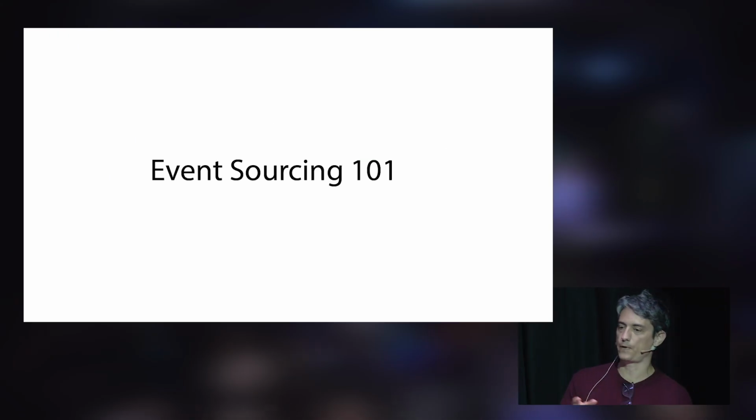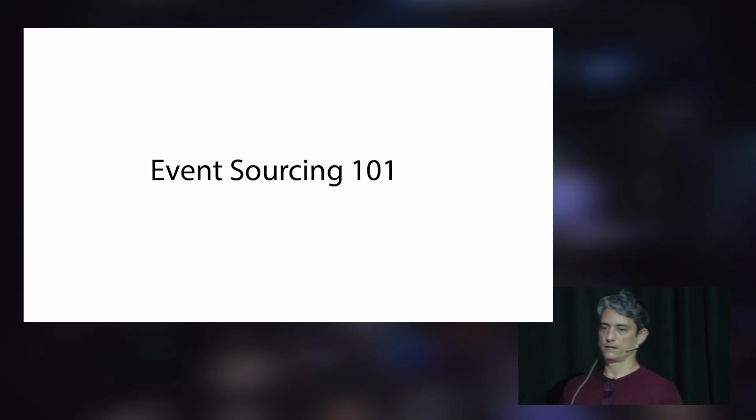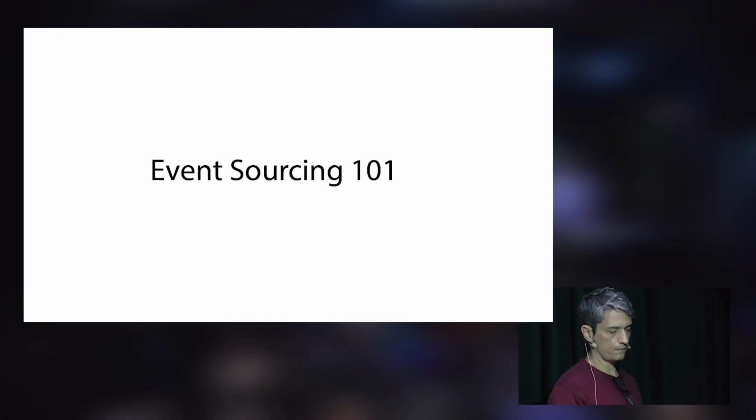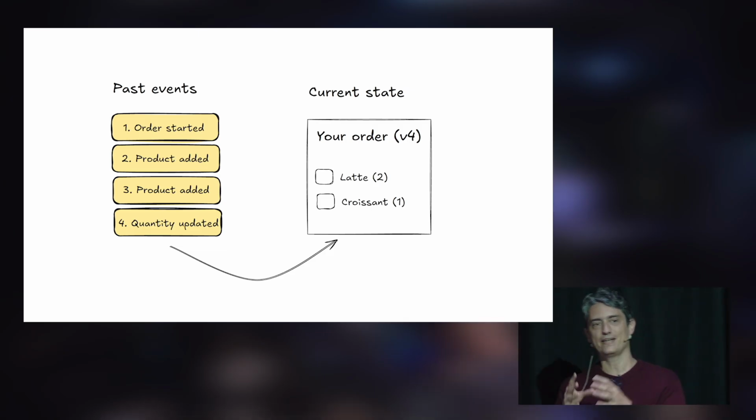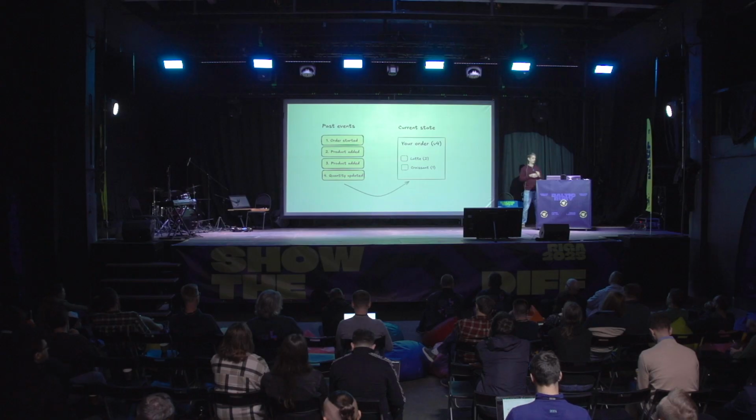And this is a good segue into explaining what event sourcing actually is. For anyone who's not familiar with the pattern, I'm going to describe it briefly. So event sourcing is that idea that you can arrive at the current state of any entity in a system by applying past events that already happened onto a piece of state. So you start with an empty order, and you apply those events in the order that they were produced: 1, 2, 3, 4. Order started, product added, quantity updated, and you get to the current state of that order.